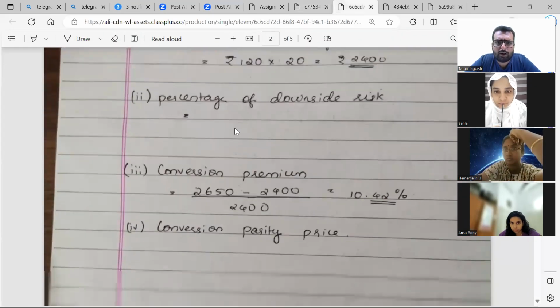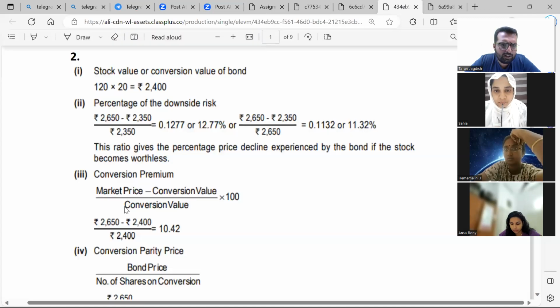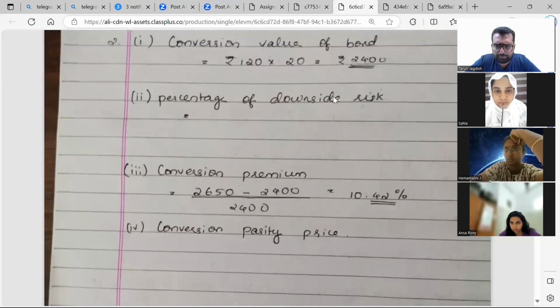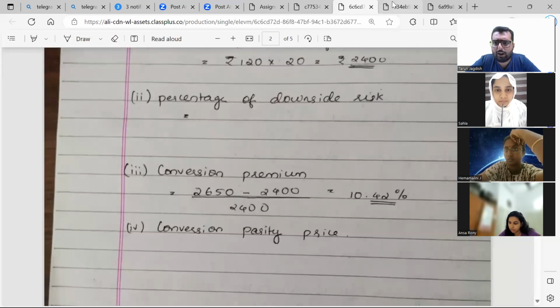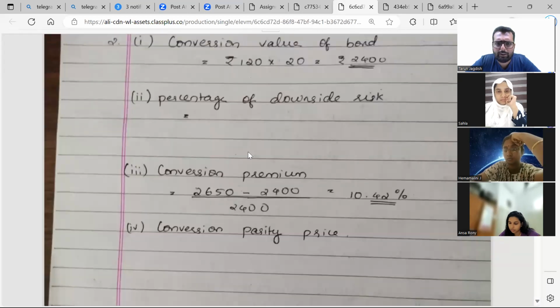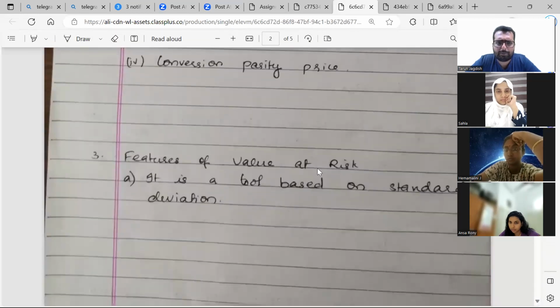You got downside risk, you haven't done that. 10.42. Yes, 11.32. I think you didn't write that. Third one, 10.42. You have got the answer. Last one is 132.5. That part you have also left out.